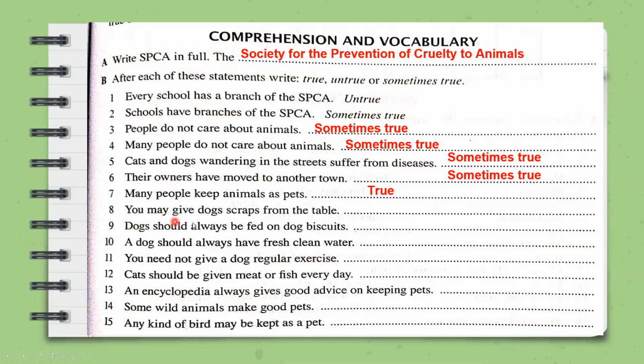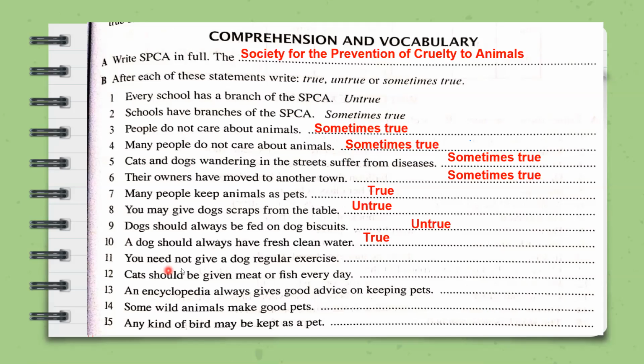Number eight, you may give dogs scraps from the table. Untrue, no need. Number nine, dogs should always be fed on dog biscuits. Untrue, not always, dear students. Sometimes you can give them biscuits as well, and also other things like meat, water, fish. Number ten, a dog should always have fresh, clean water. True, always. Great. This is true.